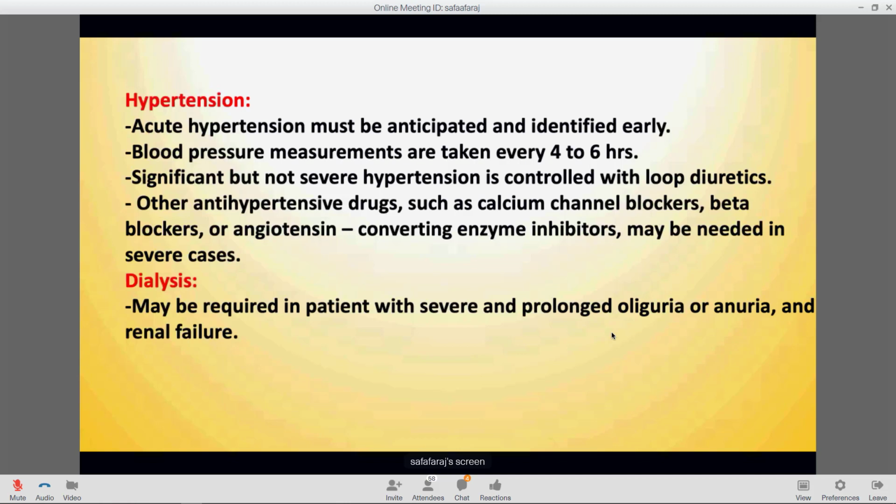Dialysis, hemodialysis or peritoneal dialysis, may be required if the patient develops severe and prolonged oliguria or there is anuria with established features or signs of renal failure.